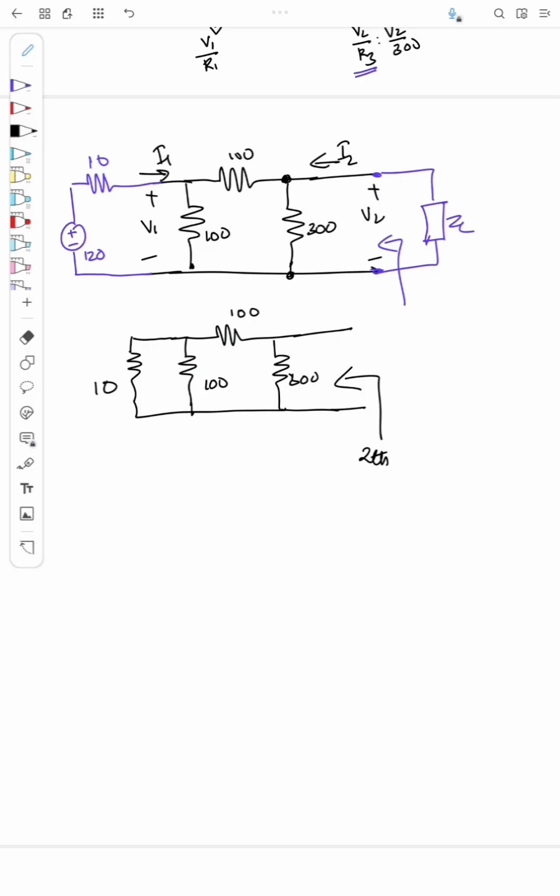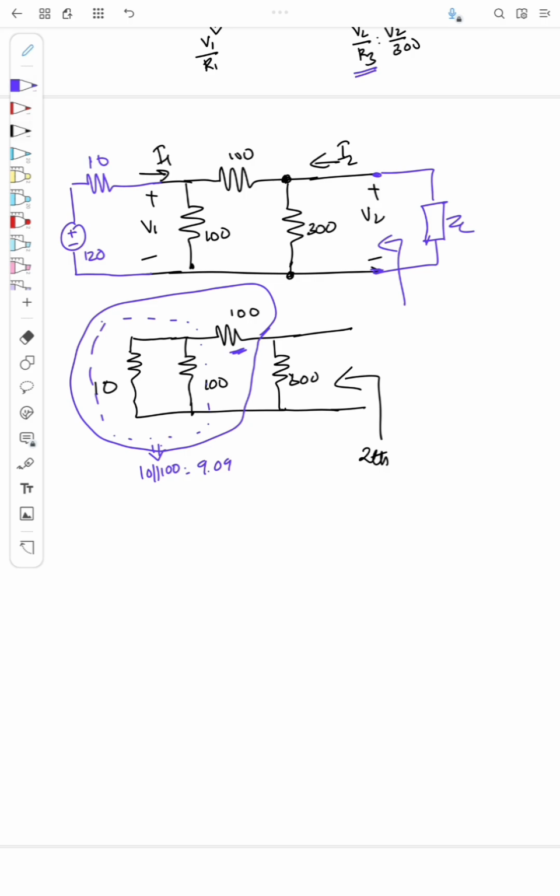Okay, so if we see here, this 10 ohm and 100 are in parallel. So if I take the equivalent resistance of 10 parallel 100, this will be equal to 9.09, and this is connected in series with 100, right? So the net resistance, if I take the entire resistance like this, will be equal to 100 plus 9.09, that is 109.09 ohm.